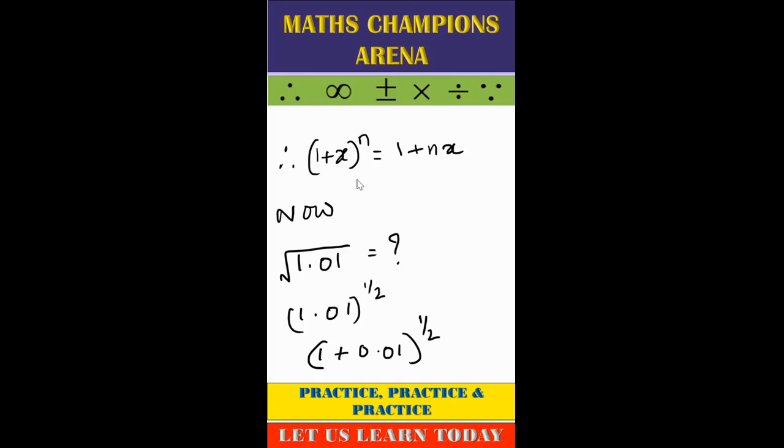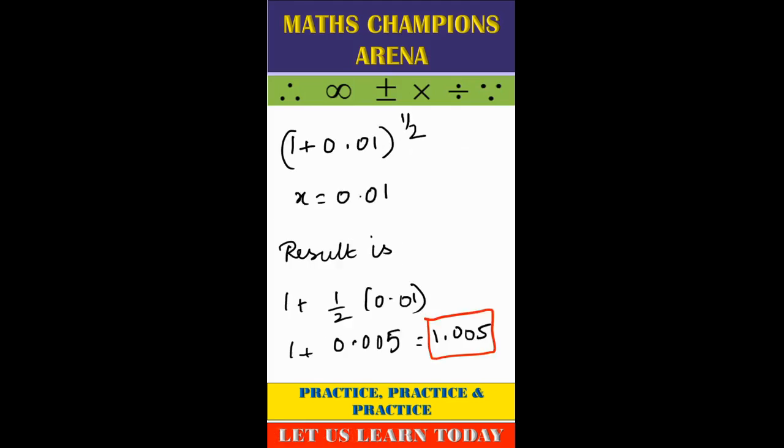Let us take an example of the square root of 1.01. The square root of 4 is 2, the square root of 9 is 3. But what is the square root of 1.01? It can be written as 1.01 power half. It is 1 plus 0.01 power half. Now x is nothing but 0.01, which is very much less than 1. So straight away the answer is 1 plus nx. What is n here? Half. So 1 plus half into 0.01 becomes 1.005.